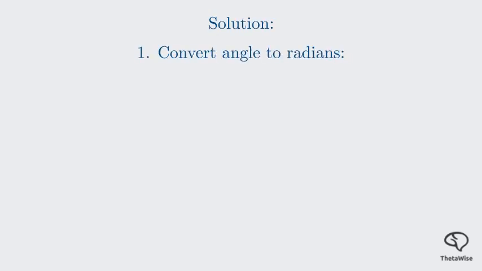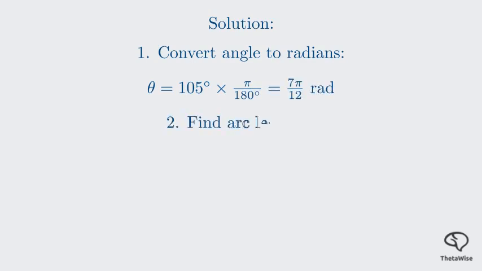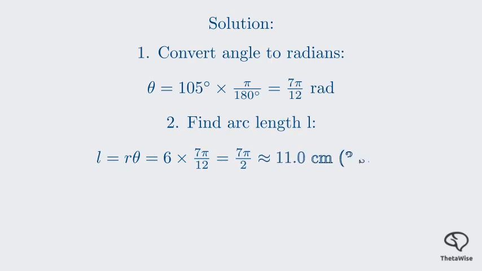Welcome back. Let's look at the solution. Step 1 is to convert the angle. We multiply the 105 degrees by π over 180, which gives us 7π over 12 radians. Step 2 is to find the arc length. L equals rθ, so we multiply the radius 6 by 7π over 12, giving 7π over 2, or approximately 11.0 centimeters. Step 3 is to find the area.